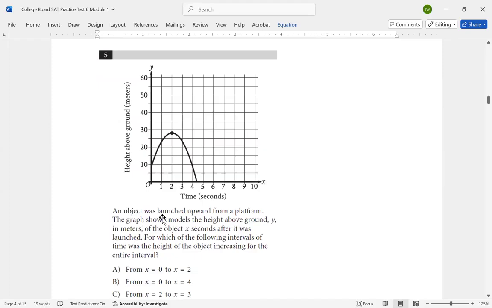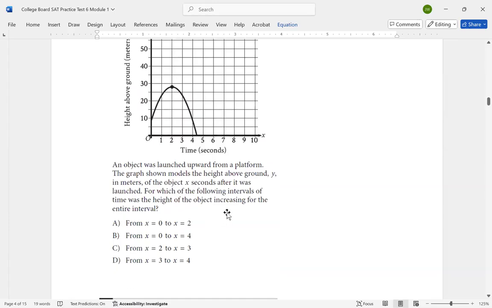Question 5 says an object was launched upward from a platform. The graph shown models the height above ground, y, in meters, of the object x seconds after it was launched. For which of the following intervals of time was the height of the object increasing for the entire interval? So in other words, from what interval is this increasing? All we need to do is notice where the increase starts and where the increase stops.